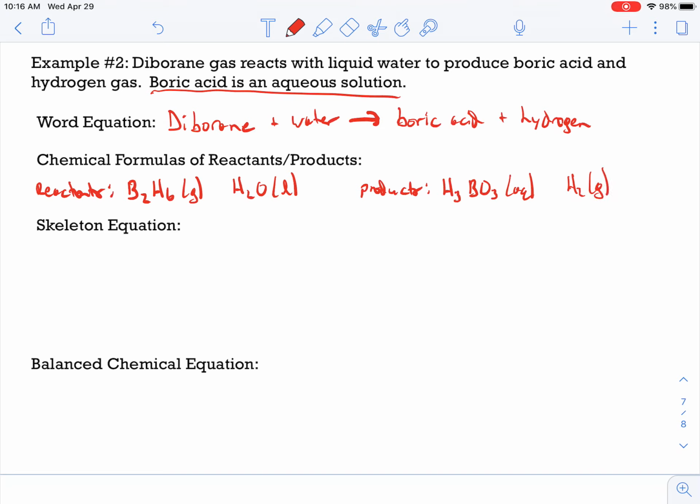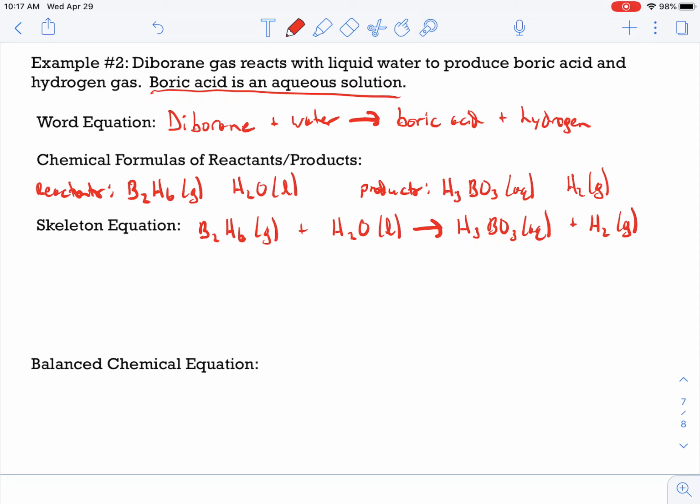So our skeleton equation is we're going to have B2H6, which is a gas, reacting with H2O, which is a liquid, and that's going to produce H3BO3, which is an aqueous solution, plus H2 as a gas. So again, we've worked through steps 1 through 3.